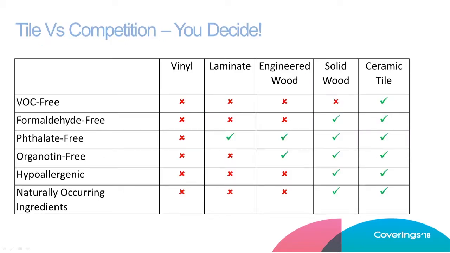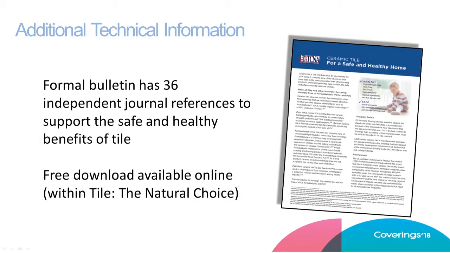This is a chart which I've made to show how ceramic tile fares against other competitors. As you can see, tile is VOC free, formaldehyde free, phthalate free, organotin free, hypoallergenic, and made from naturally occurring ingredients. More information on these health benefits has been published by TCNA in a health bulletin. It is downloadable on our website, tcnatile.com. There are 36 independent journal references listed on the back side, which is research done by scientists all over the world on different chemicals and flooring materials.